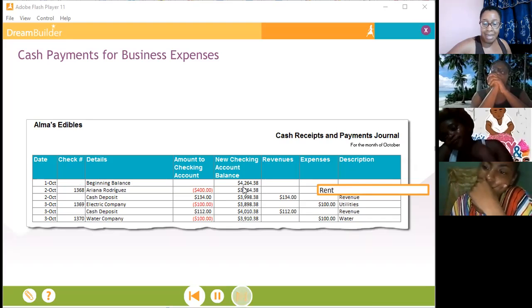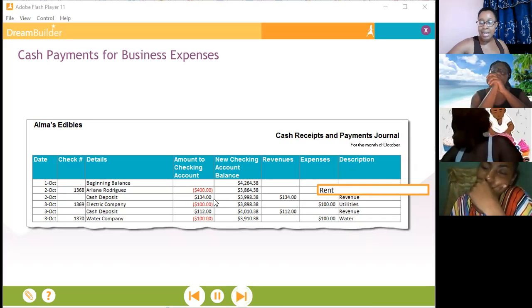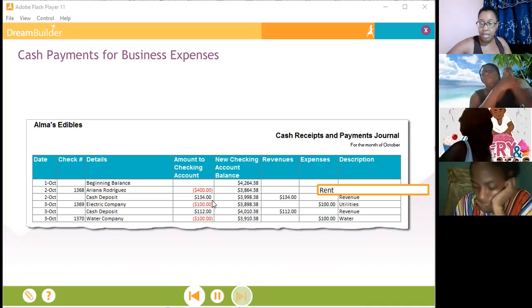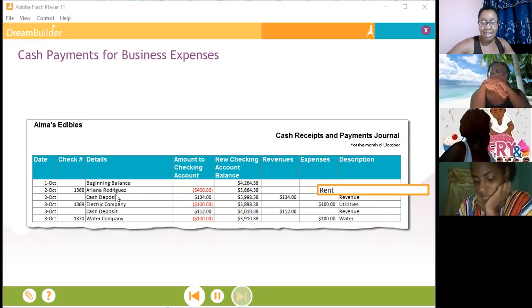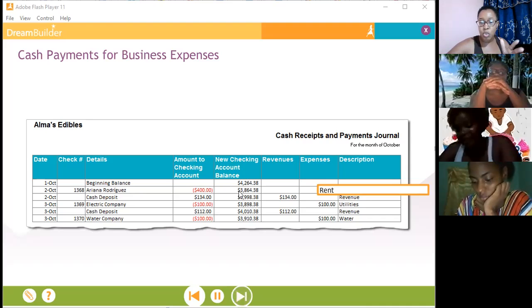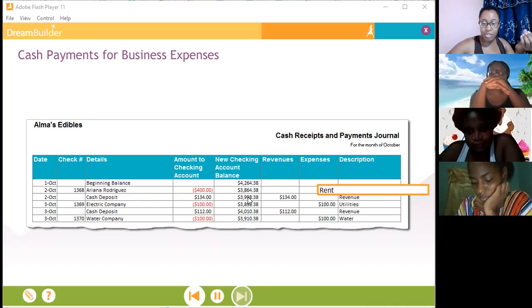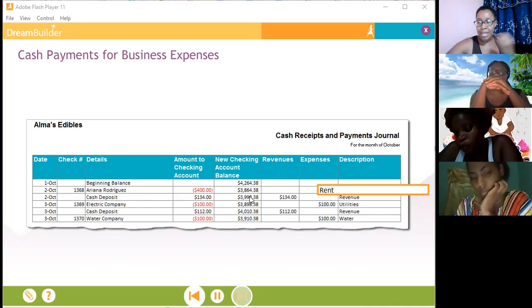So after her balance of $3,864, she took in $134 cash. Okay, so she deposited that money. That was a cash deposit. 134, which would be the amount. And she added the 134 to the last balance, and that brought up her balance to $3,998.